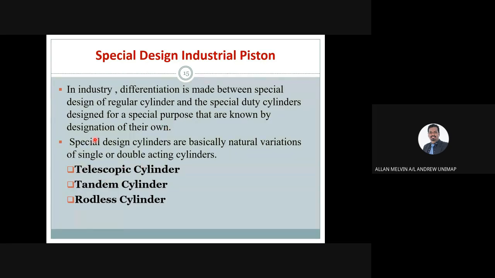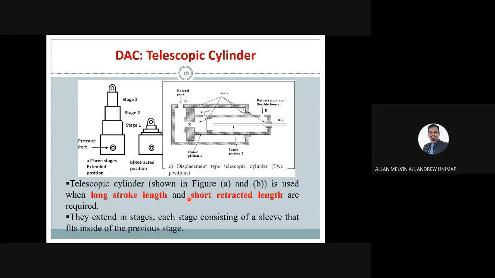So some of the special design cylinders can be either single or double acting cylinders, but usually it will be a double acting cylinder. So we have a telescopic cylinder, we have a tandem cylinder, and also a rodless cylinder. So what is a telescopic cylinder? So telescopic cylinder macam ni. So you can see something like your auto gate dekat rumah. So that's one example lah.